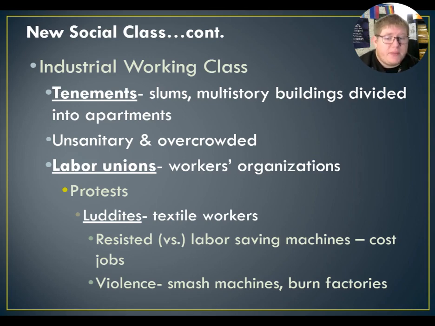Now, we got to talk about the Luddites. These are a group of textile workers who resisted these labor-saving machines that cost people their jobs. Because we even see this today. The automation of a job means typically someone's not going to have a job anymore. So they got a little violent, smashed some machines, burned some factories down, did whatever it took to protect people's jobs.